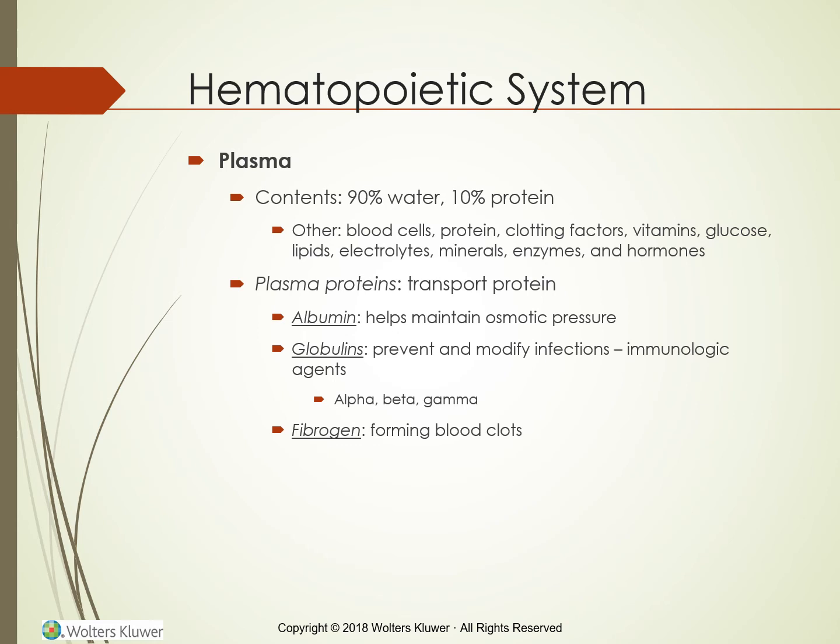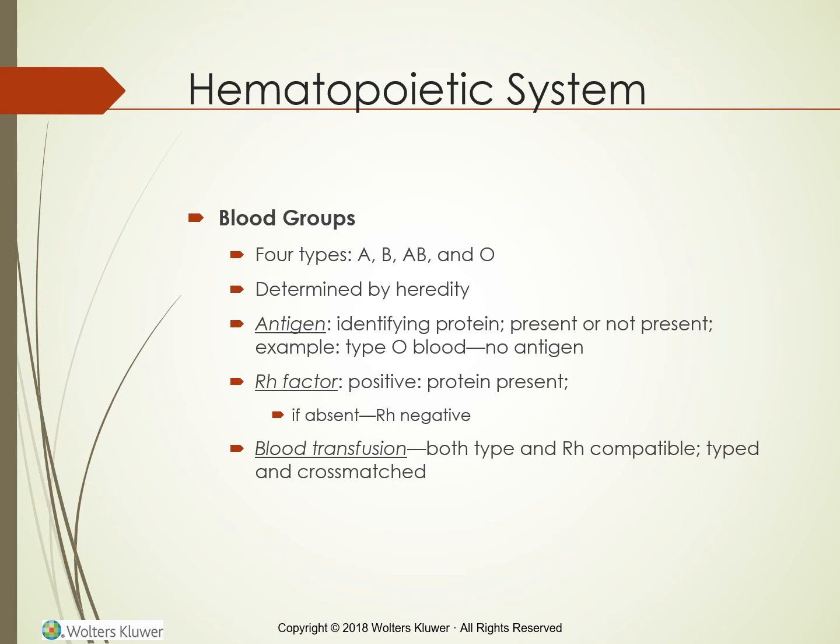Globulins are divided into three groups: alpha, beta, and gamma. The gamma globulins are also called immunoglobulins. Globulins function primarily as immunologic agents. They prevent or modify some types of infectious diseases. Like albumin, they help maintain osmotic pressure in the vascular compartment. Fibrinogen plays a key role in forming blood clots. It can be transferred from a liquid to fibrin, a solid that controls bleeding.